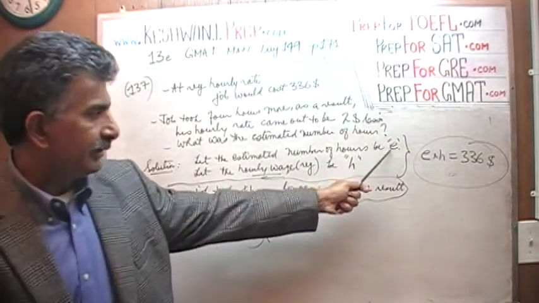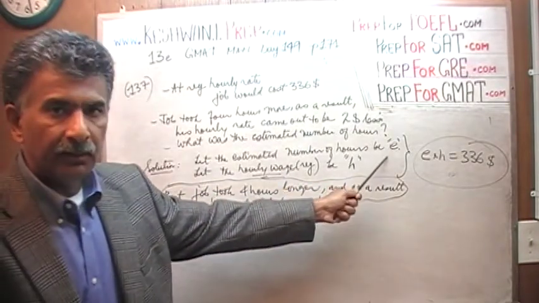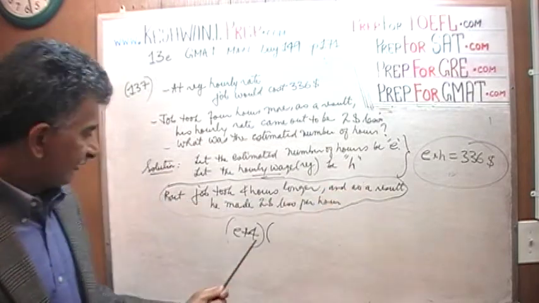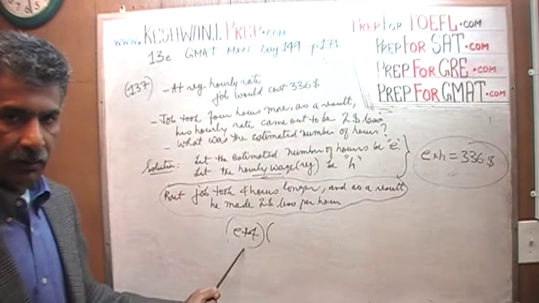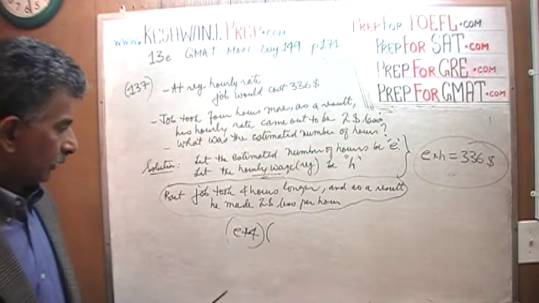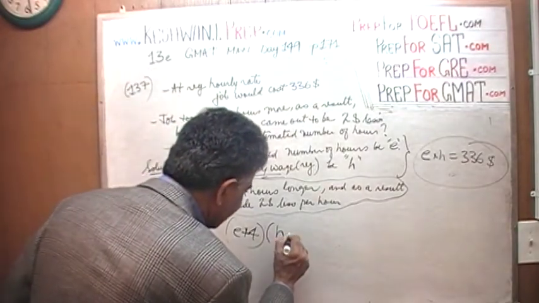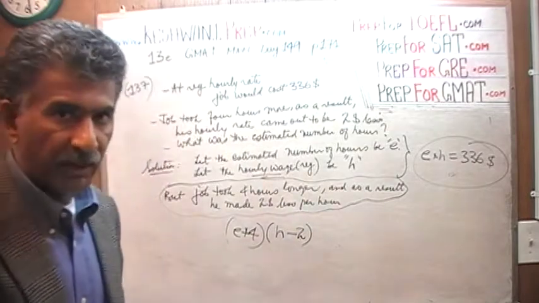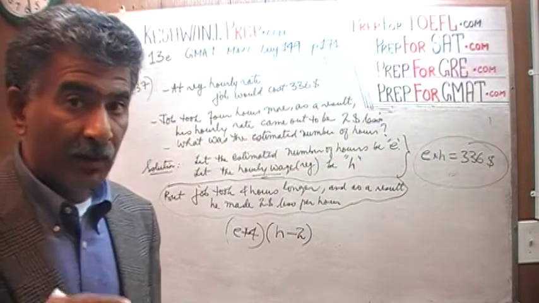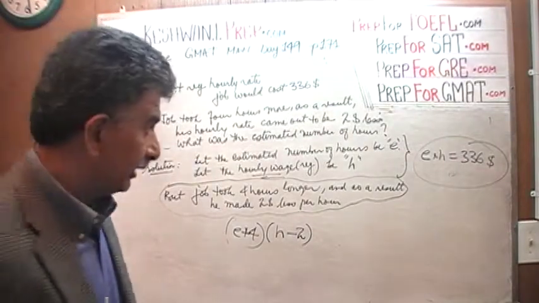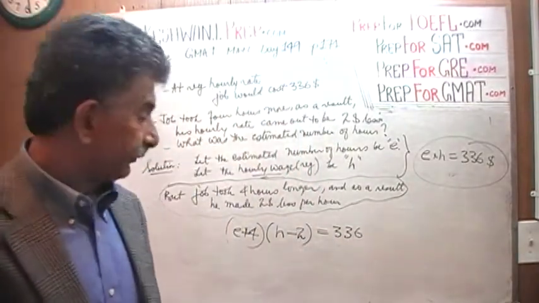One more time. The job took 4 hours longer. Ordinarily, we would expect the job to take e hours. E is the estimated number of hours. It ended up taking 4 more than that. So this is the number of hours that it actually took. E plus 4, whatever estimated number of hours that you had, plus another 4, times the hourly wage, which is his ordinary hourly wage h minus the 2, because he's making $2 less per hour as a result of having gone 4 hours longer than he anticipated. But the amount of money that he's getting is still the same as before, which is $336. Of course it's still the same as before, which is why he's making less per hour. There is your other equation.